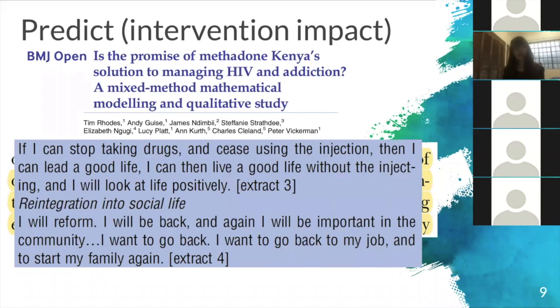So for example, if I can stop taking drugs and cease using the injection, then I can lead a good life. I can then live a good life without the injecting, and I look at life positively. I will reform, I will be back, and again, I will be important in the community. I want to go back. I want to go back to my job and to start my family again.